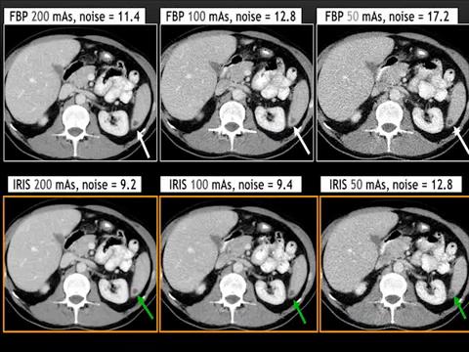Here's an example of IRIS, where the patient was scanned at 200, 100, and 50 mAs. Noise goes up, and you have this low attenuation splenic lesion, a fairly decent-sized lesion, hard to miss. But the message here is, if you recon with IRIS, your noise goes down. So it lowers the image noise.